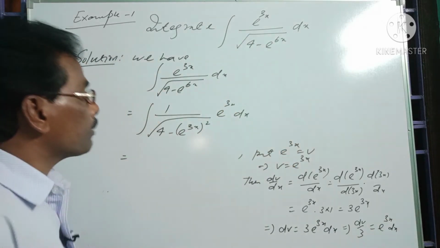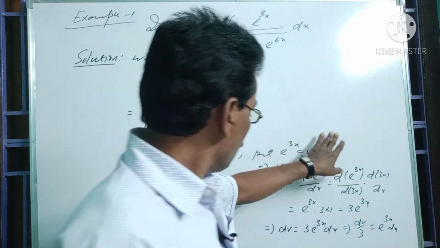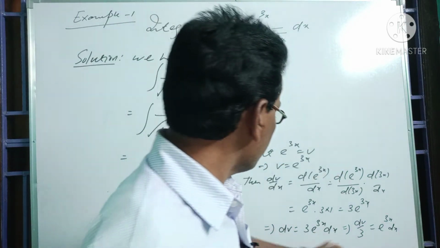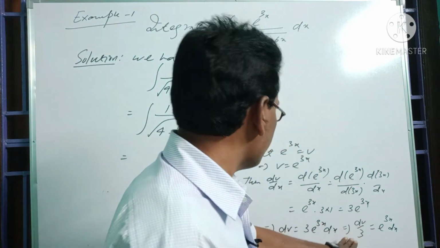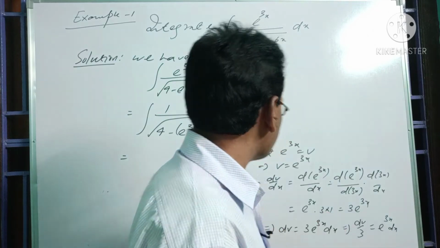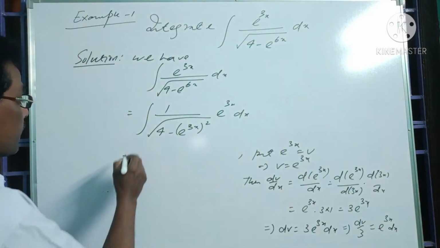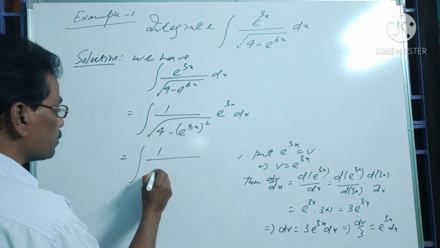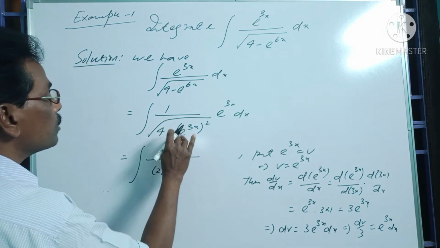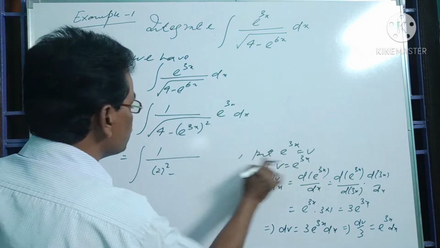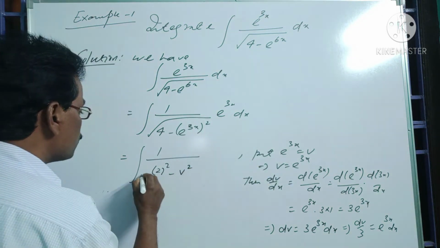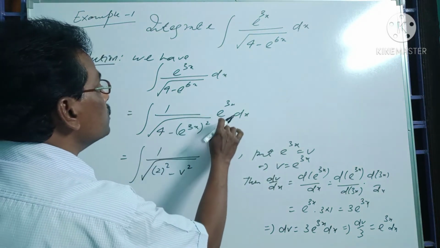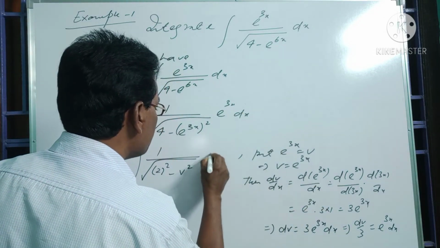So now after substitution and differentiation, we got v is equal to e to the power 3x, and dv by 3 is equal to e to the power 3x into dx. Now replacing in the integral, we can write the integration of 1 by root of, so 4 can be expressed as square of 2 minus, so in place of e to the 3x we have v, that is v square, and in place of e to the 3x dx we have dv by 3.